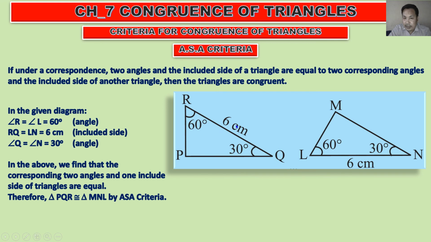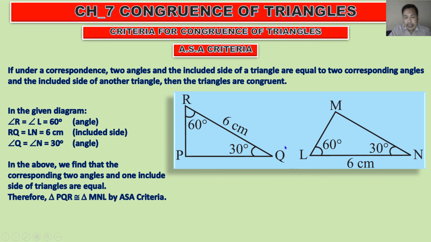That is 6 centimeter, 6 centimeter side here, isn't it? Which is an included side. So here we can say that these two triangles PQR and triangle MNL are said to be congruent. So we can say that they are congruent under the criteria called ASA, means angle side angle. Here also angle side angle. So these two triangles are said to be congruent triangles by the criteria called ASA criteria.